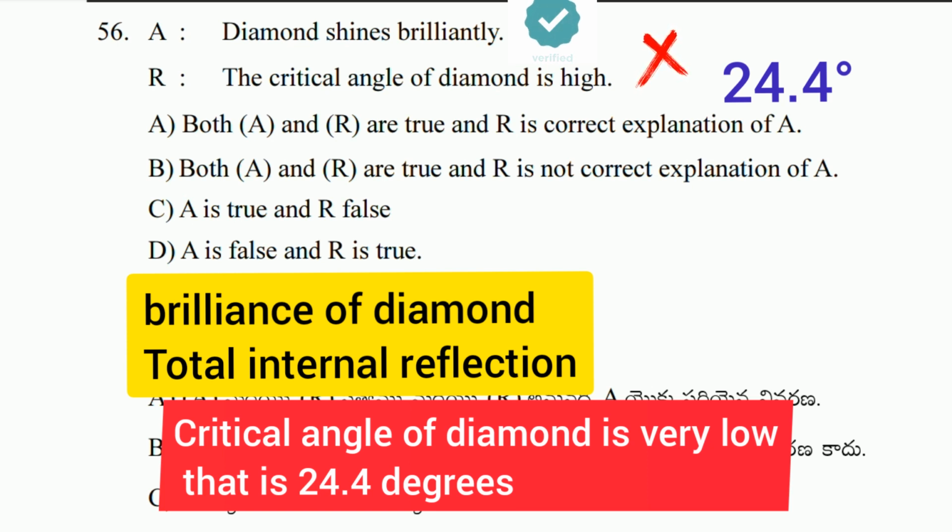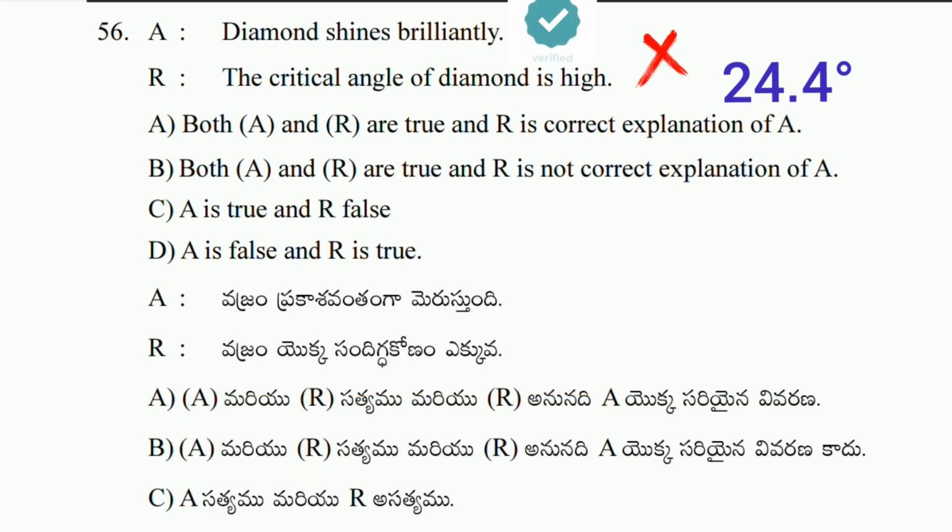And also the critical angle of diamond is 24.4 degrees, so all these points should be remembered upon watching this bit. So here diamond shines brilliantly, it is correct, and the critical angle of diamond is high, it is wrong. So option C is correct. A is true and R is false.